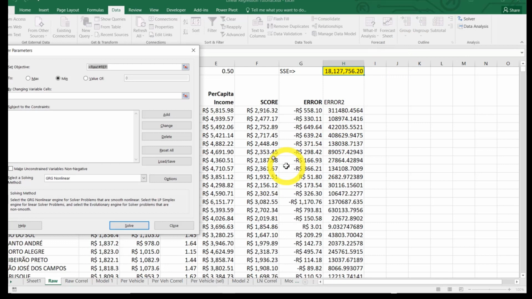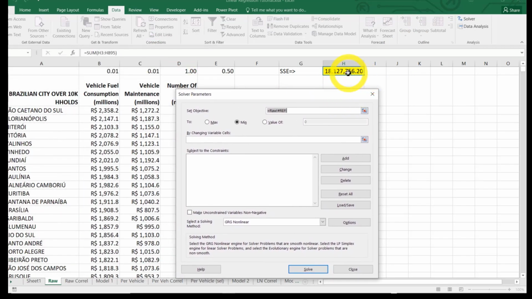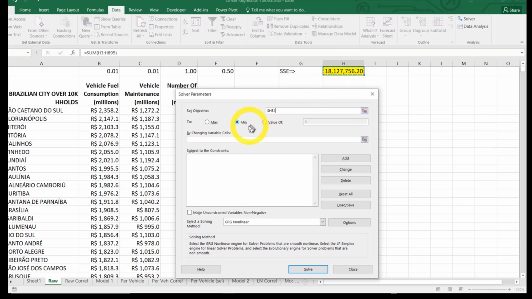Okay, Solver is going to ask, what is your objective? My objective is right here. This one. My objective is H1. And what do I want to do with this objective? I want to get the minimum. So there is maximization, minimization, and find the exact value.